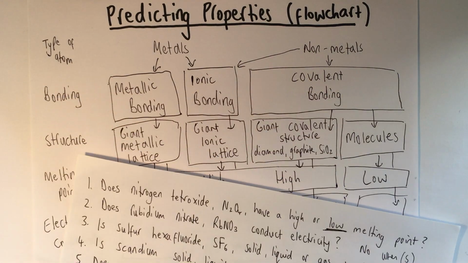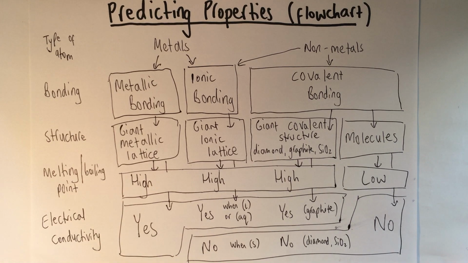There you go, we've been able to use that flowchart to predict the properties of any element or compound that we don't know about.